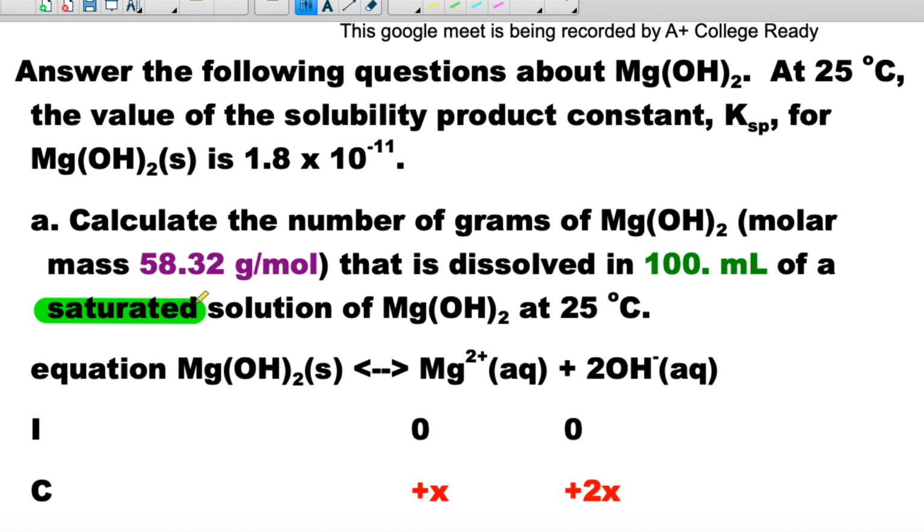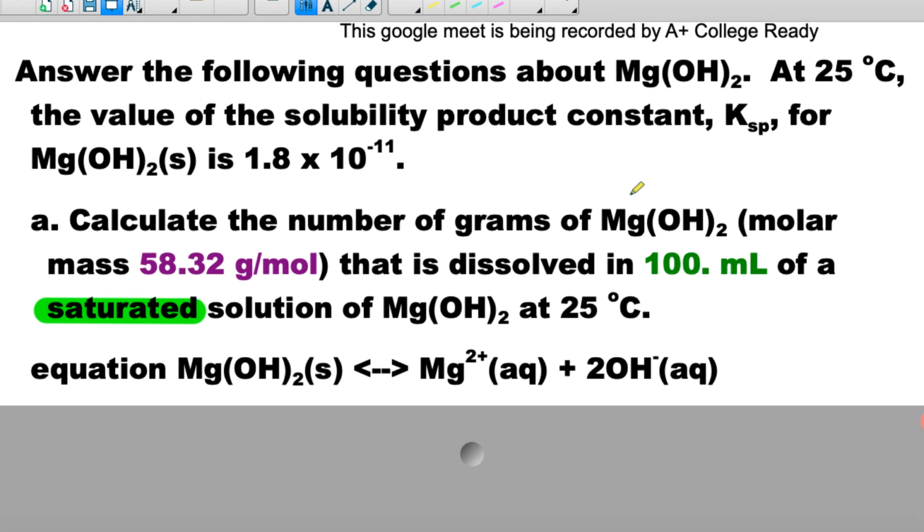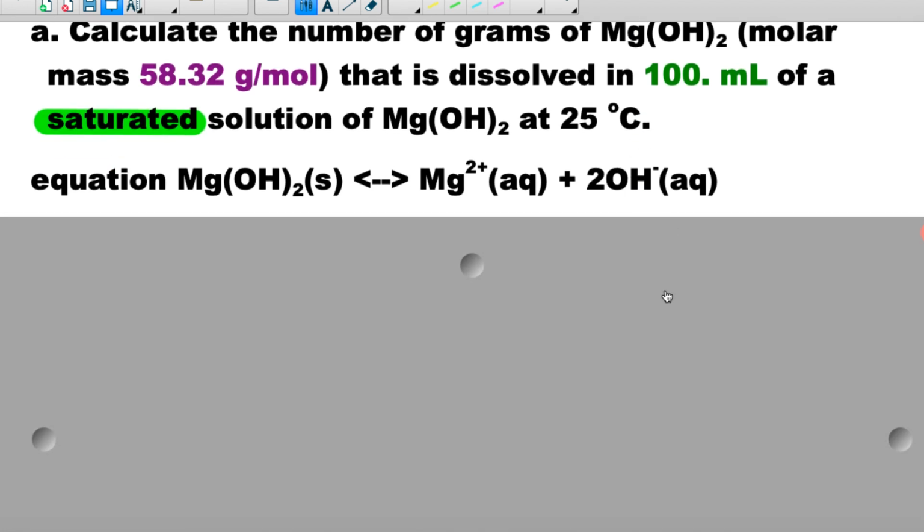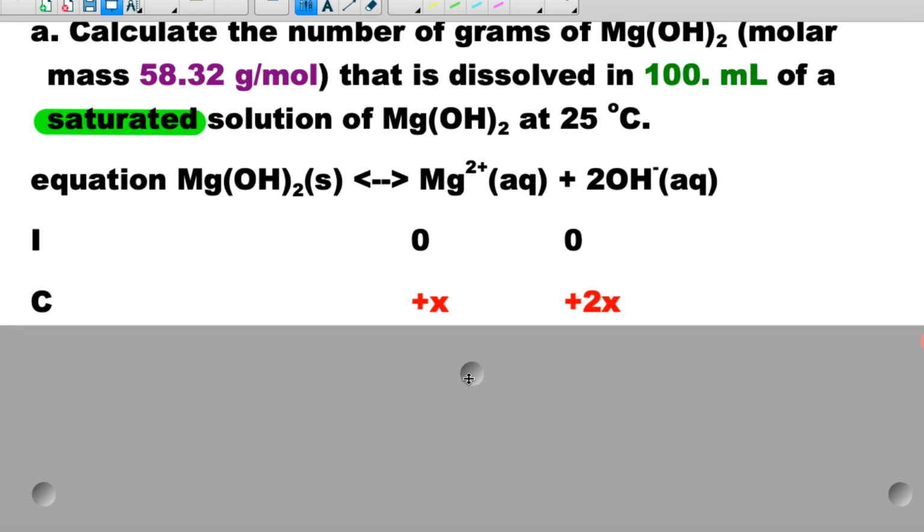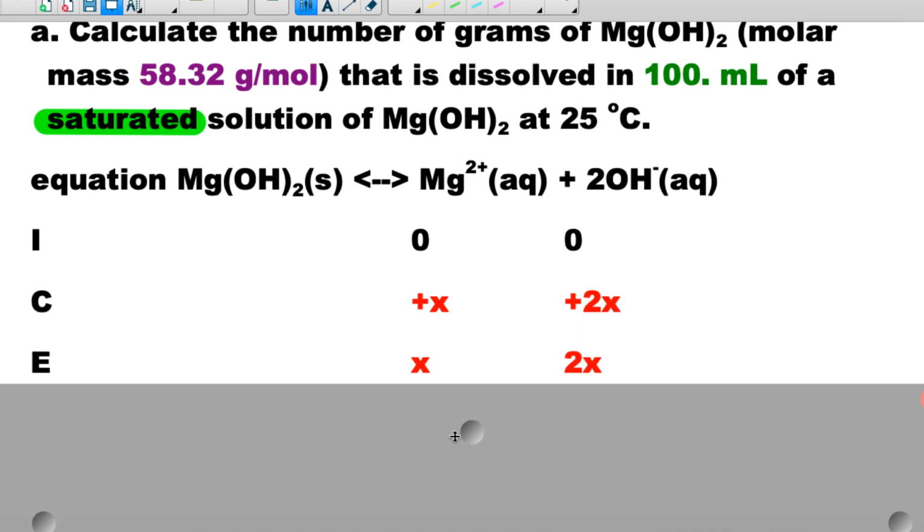Anytime you have a Ksp or an equilibrium problem of any kind, when in doubt, ice it out. To build your ICE or RICE table, first you have to have an equation, which we have, and then you put ICE down the side. I means initial, C means change, and E means what is the concentration at equilibrium. So for magnesium hydroxide, when you first dissolve it, how much magnesium and hydroxide is there? 0. So we have 0 magnesium and 0 hydroxide.